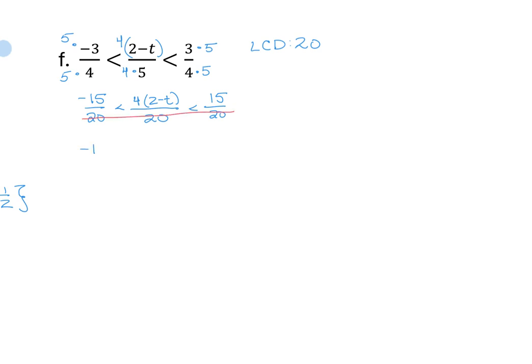And we are left with negative 15 is less than. I'm going to go ahead and distribute to get rid of my parentheses. We have 8 minus 4t is less than 15. All right, to finish solving this, we're going to go ahead and subtract 8 from the middle. We want to do the same thing to all three parts. We get negative 23. We are not multiplying or dividing by a negative, so we keep our inequality signs. We get negative 4t.